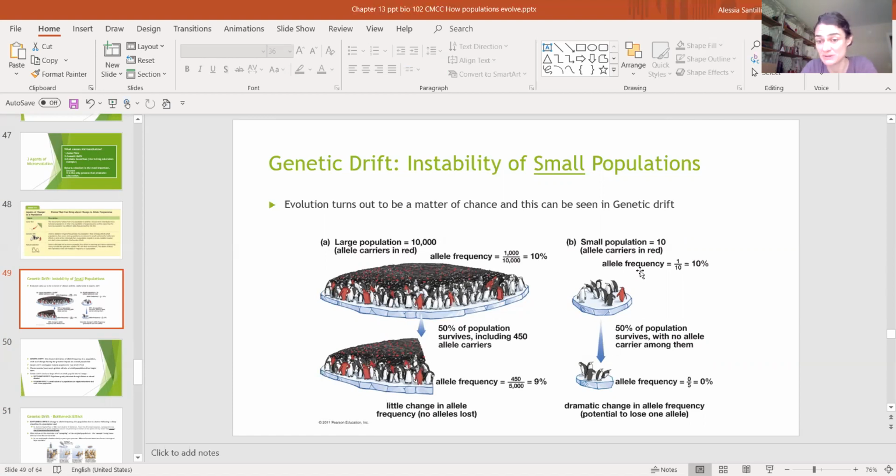However, in a small population, this again wipes out half of the population. Let's say, for example, in that half of the population, one of the ones that dies is this little red penguin. Little red penguin dies. Guess what? That allele is now completely lost. So our allele frequency for that red waxy ability to swim better in the ocean is 0 out of 5. It's 0%. So you can see how genetic drift, which is this chance event, has a really bad effect on smaller populations.